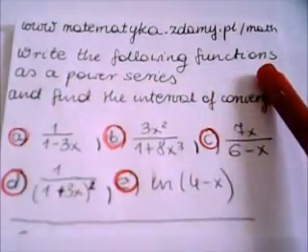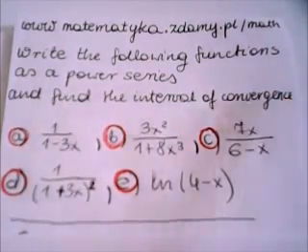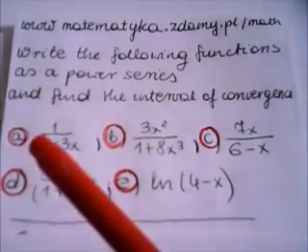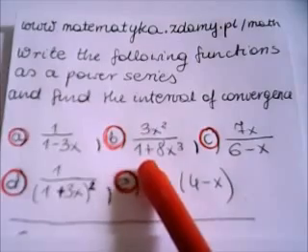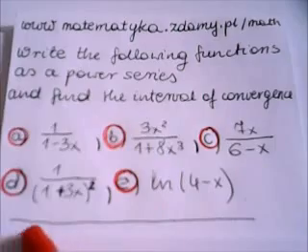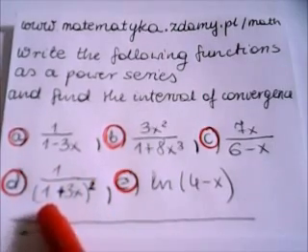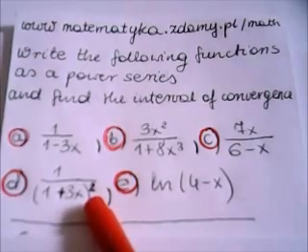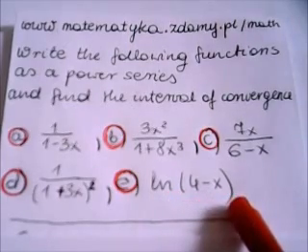Write the following functions as a power series and find the interval of convergence. Today we have 5 examples: 1 over 1 minus 3x, 3x squared over 1 plus 8x cubed, 7x over 6 minus x, 1 over bracket 1 plus 3x bracket to the power 2, and natural logarithm bracket 4 minus x bracket.